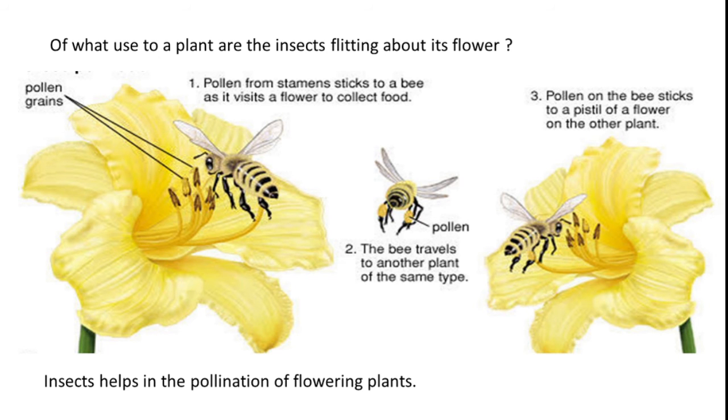Of what use to a plant are the insects fluttering about its flower? The pollen from the stamens sticks to the bee as it visits a flower to collect food. The bee travels to another plant of the same type. Pollen on the bee sticks to the pistil of the flower on the other plant. Thus, insects help in the pollination of flowering plants.